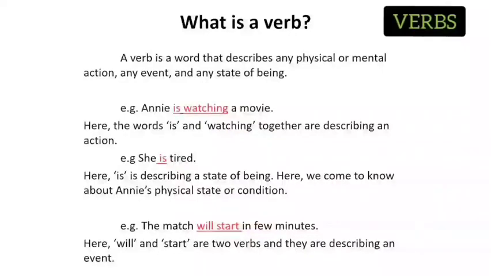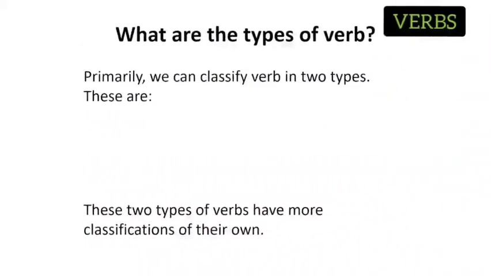Now, if you look at all these, the first is Annie is watching a movie. What is displayed here is watching, that is present continuous, where is is a be verb. She is tired, so her condition is displayed here. Here is is an auxiliary, and will start is future tense, and start is the verb here. So you can see the words is and watching together are describing an action. Here is describes a state of being. So here we come to know about Annie's physical state or condition.